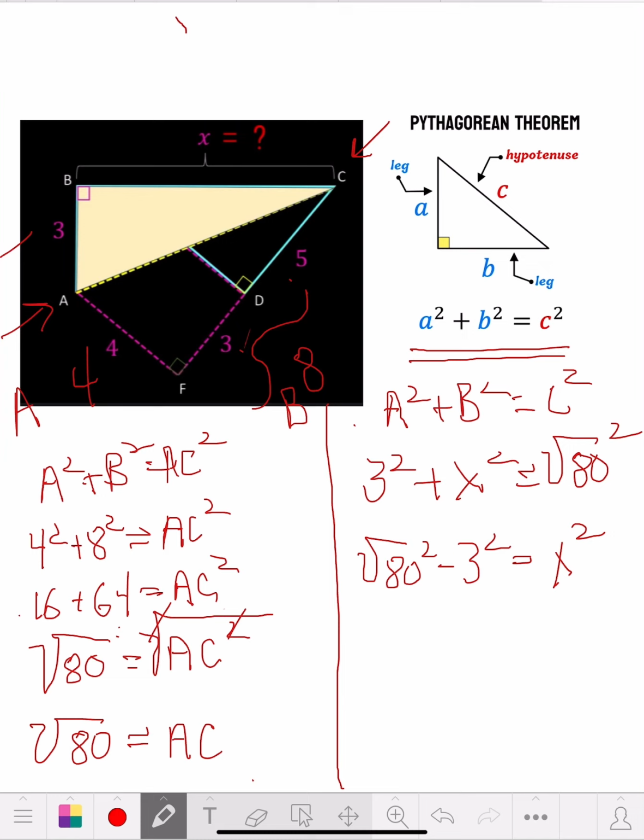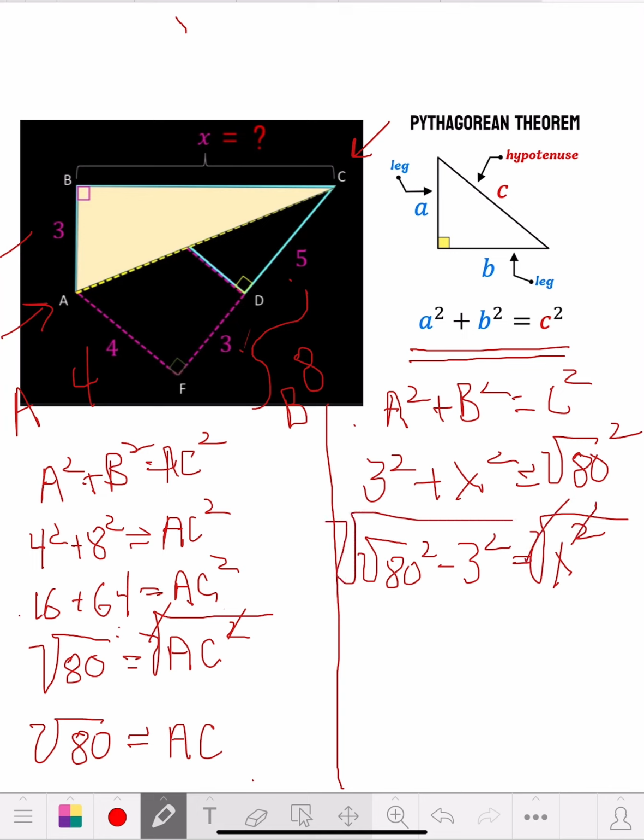I don't want x squared, because the x is the BC. X equals BC. We got the AC already. So I want to get the x by itself. How do I do that? I'll take the square root. So I'll write it like this. I'll take the square root of this and the square root of this, okay?